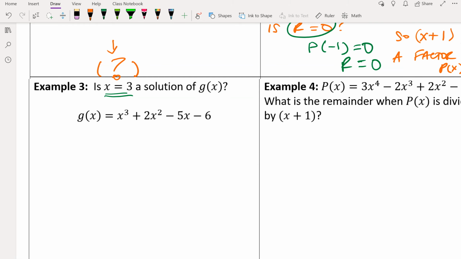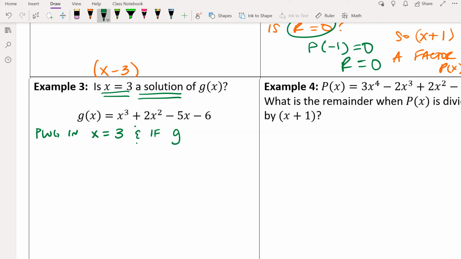All right, and we should have said, what goes in here is x minus 3. Flip the sign. So that would be like the potential factor. But do we need the factor? No, that was just for practice. How do we find if something is a solution? Plug in x equals 3. Plug in the x value. And if g of 3 equals 0, then x equals 3 is a solution.